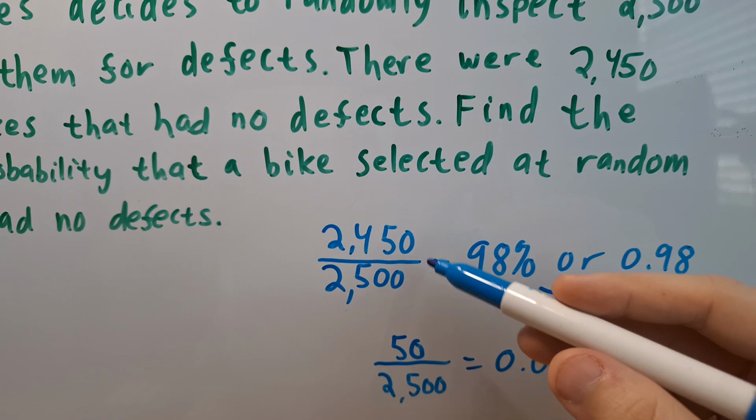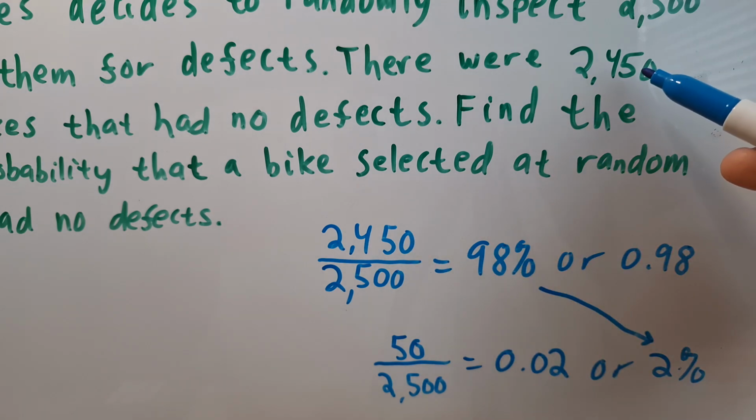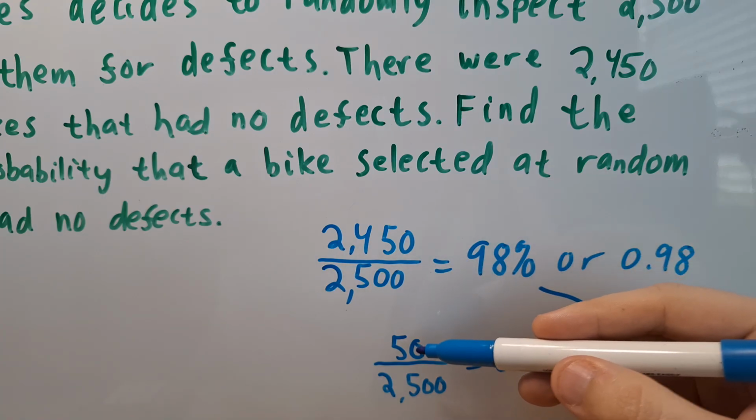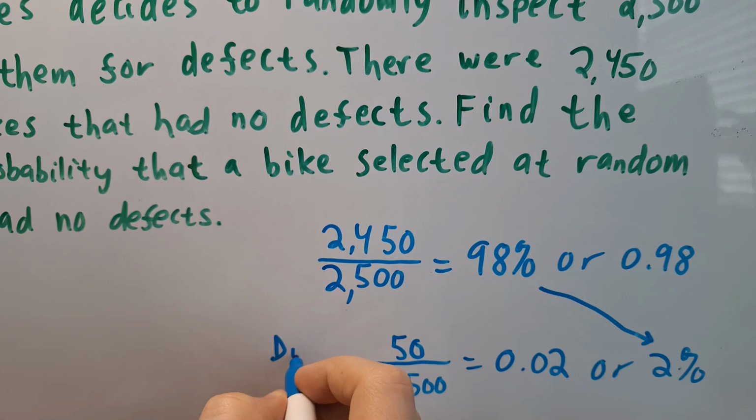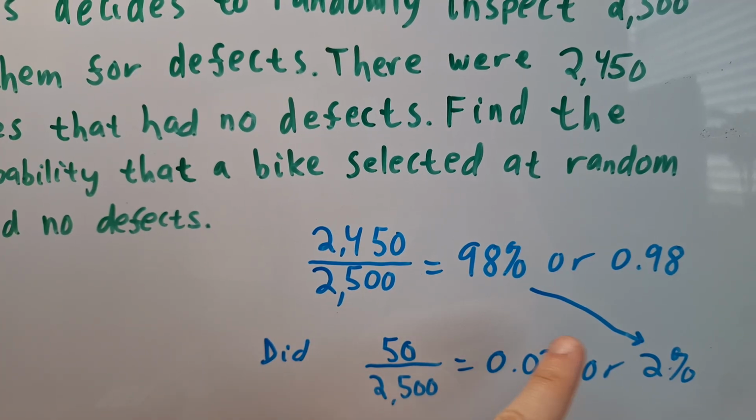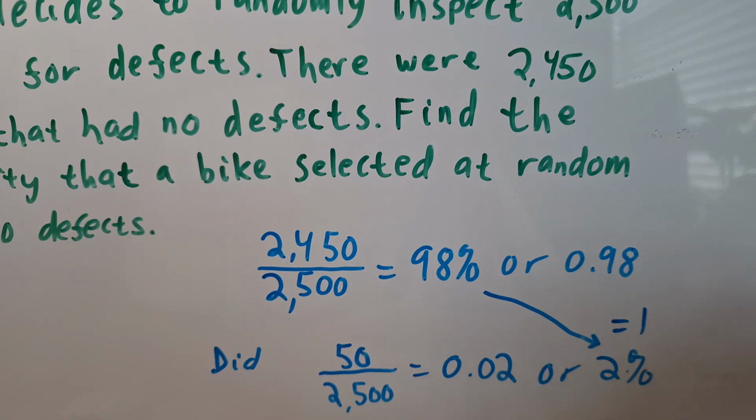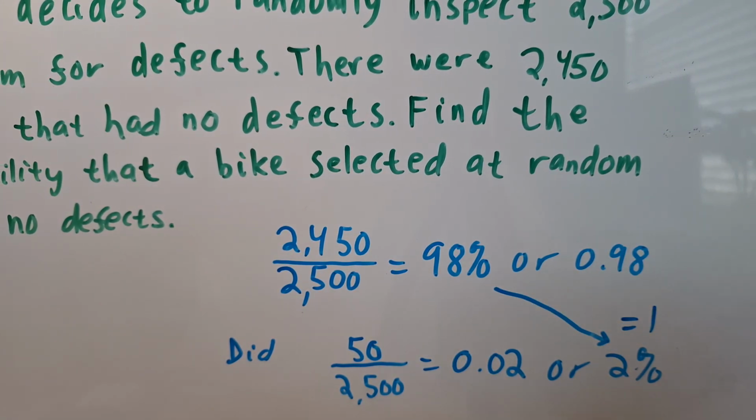Here we have our experiment that we were dealing with, bikes that had no defects over the total number, and then these are the ones that did have defects. And remember, adding an event and its complement gives you 1, or 100% if you're looking at it from that percent perspective.